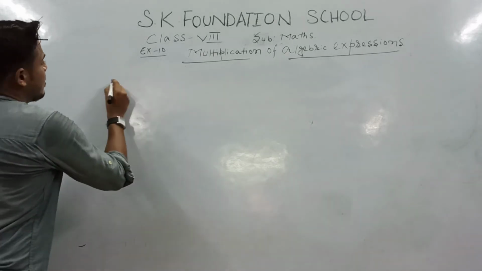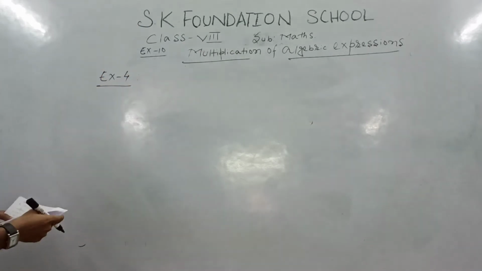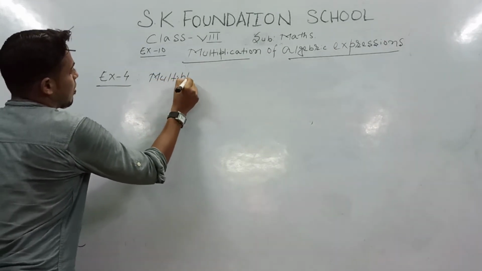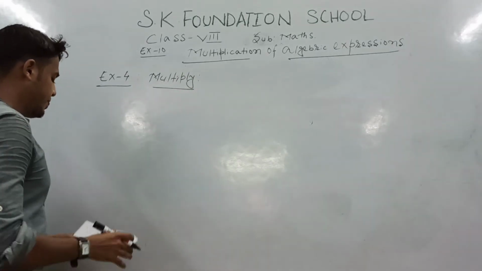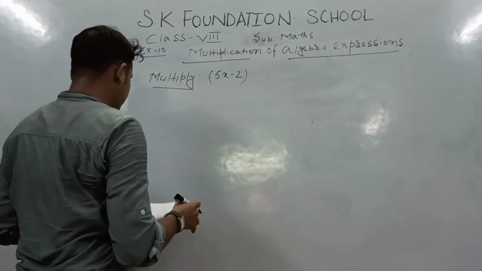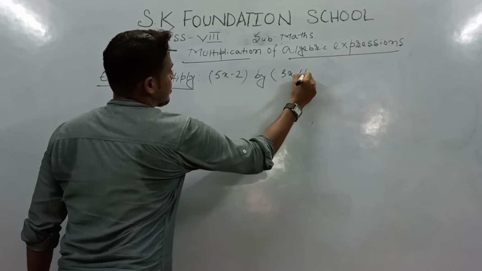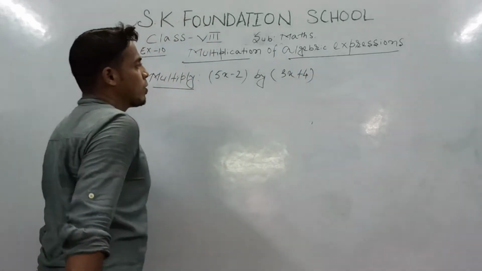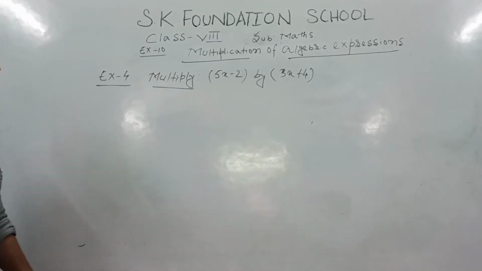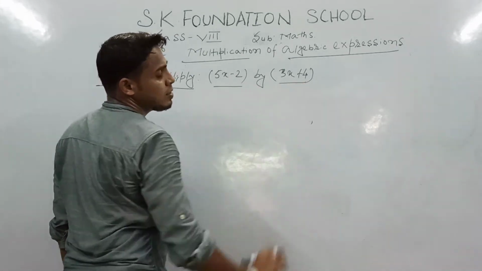Now come to example number 4. Next question. Multiply 5x minus 2 by 3x plus 4. Okay? 5x minus 2 by 3x plus 4. Look at it, there are two terms. One is 5x minus 2, another one is 3x plus 4.